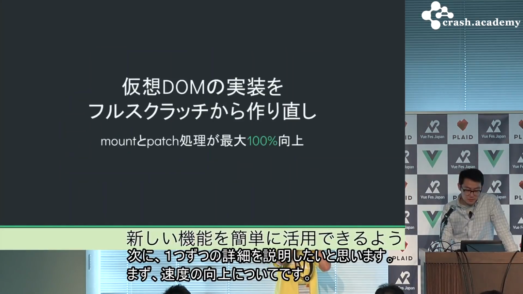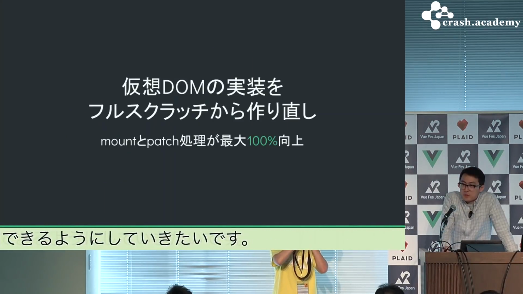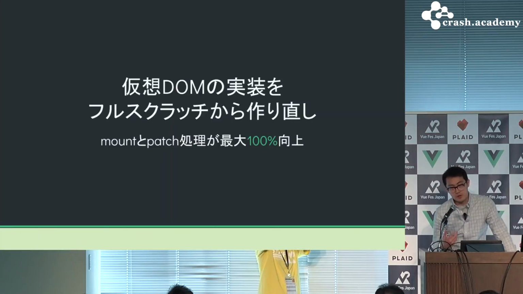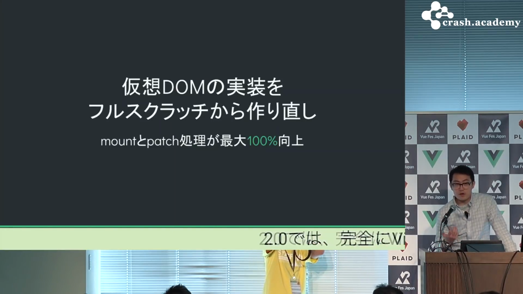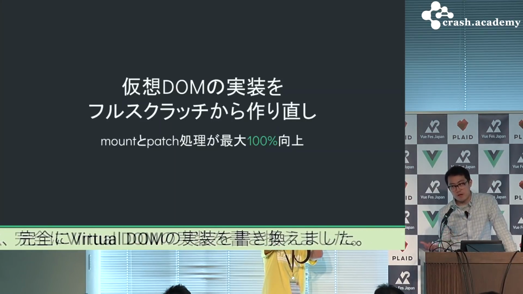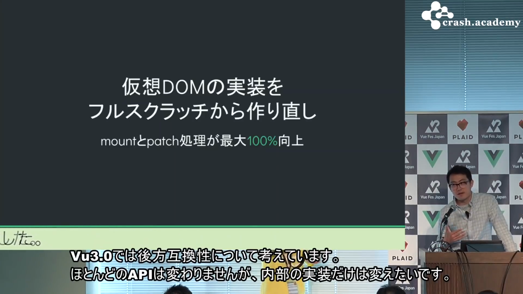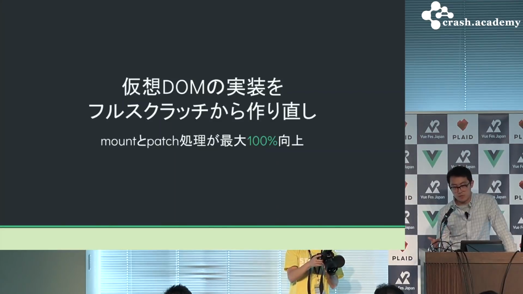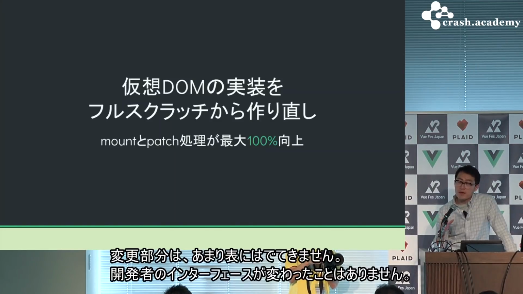In 3.0, we have completely rewritten the virtual DOM implementation. So 3.0 is a ground-up rewrite. However, we're trying our best to maintain backwards compatibility. Most of the API does not change. We are only changing the internal implementation. A lot of these changes will be invisible to the end user, to the developer. It will probably have more impact on library authors.